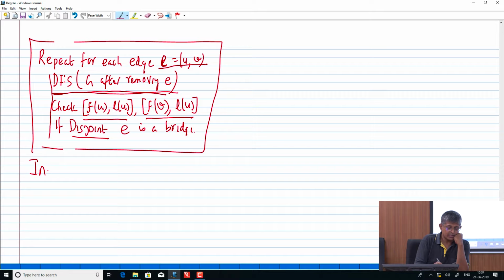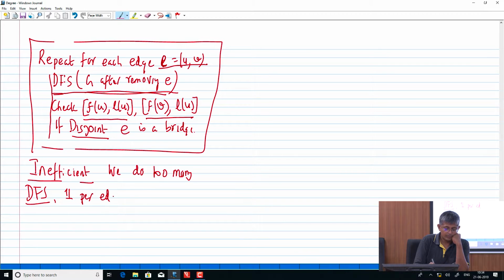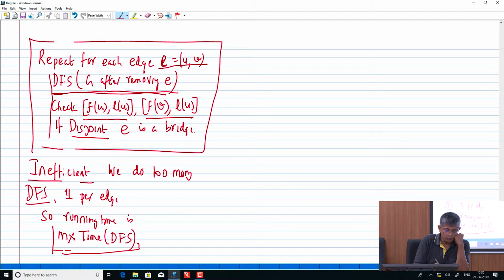Why is it inefficient? We do too many DFSs, one per edge. So the running time is the number of edges, which is m, multiplied by the time for one DFS. I haven't analyzed the time for a DFS. I'll come to that in a minute.